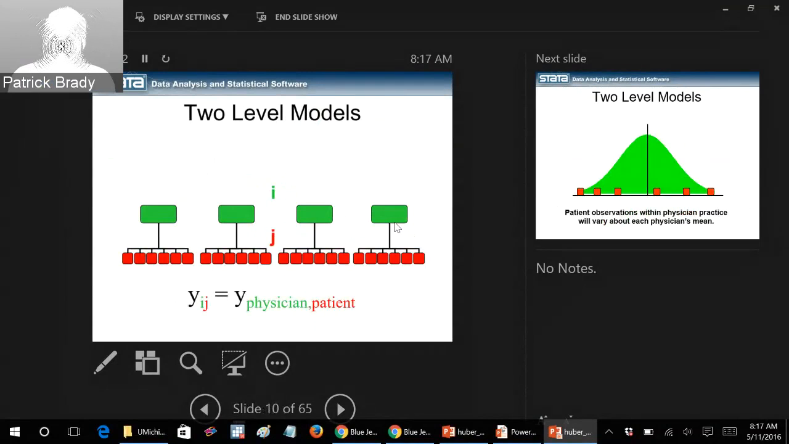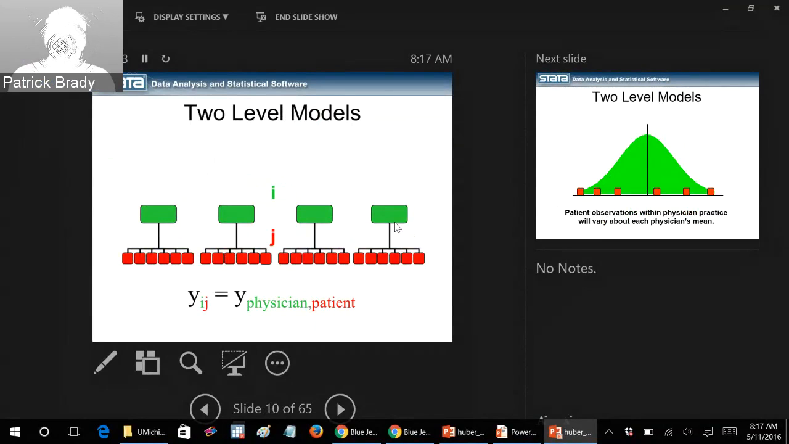We also need some notation. This you will see different ways in different books, depending on which book you pick up. Sometimes you see it done Y_IJ, where I indexes physicians and J indexes patients. So it goes level 2, level 1 this way. Some textbooks go the other way. Some reverse it, it would be J and I here.